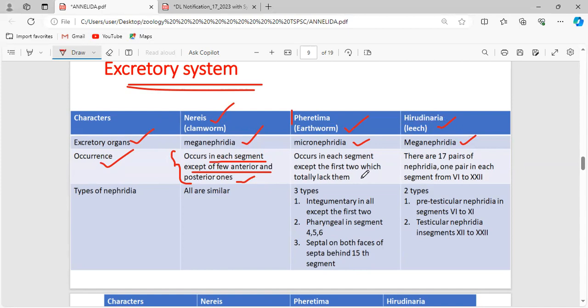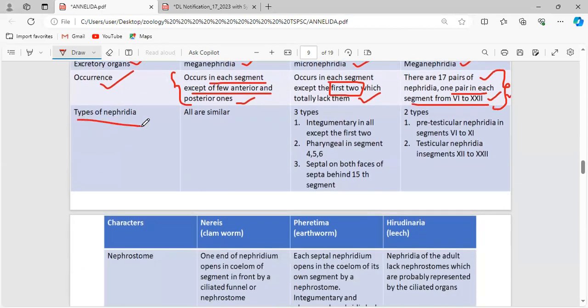Here in the earthworm, this occurs in each segment except the first two. Only the first two segments are devoid of this excretory organ. All other segments carry the excretory organs, micronephridia. And in Hirudinaria there are 17 pairs of nephridia, one pair in each segment from the 6th to the 22nd. Clear? That is the only area where the excretory organs are present in Hirudinaria. Clear? What are all the types of nephridia?